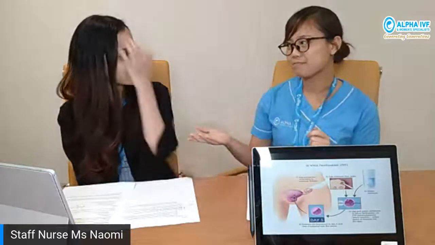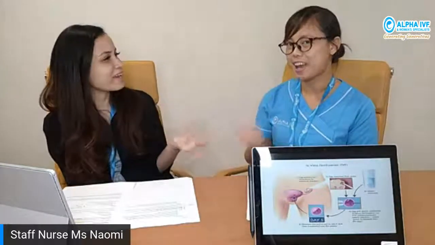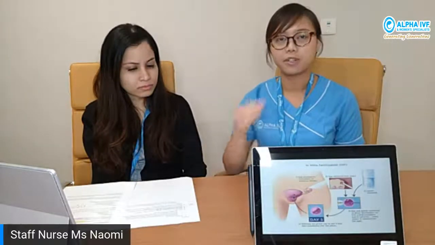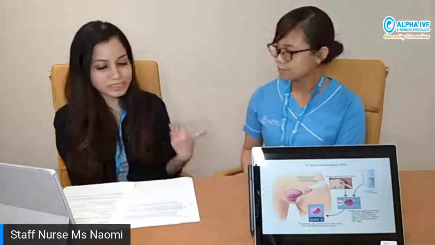So, you may ask, what is actually PGS? Alright, PGS is short for pre-implantation genetic screening. So it is used to analyze the chromosomes of the embryo before they are transferred to the womb. So this actually increases the chance of getting pregnant and also decreases the risk of miscarriages. That's quite impressive. Thank you for the information, Naomi.